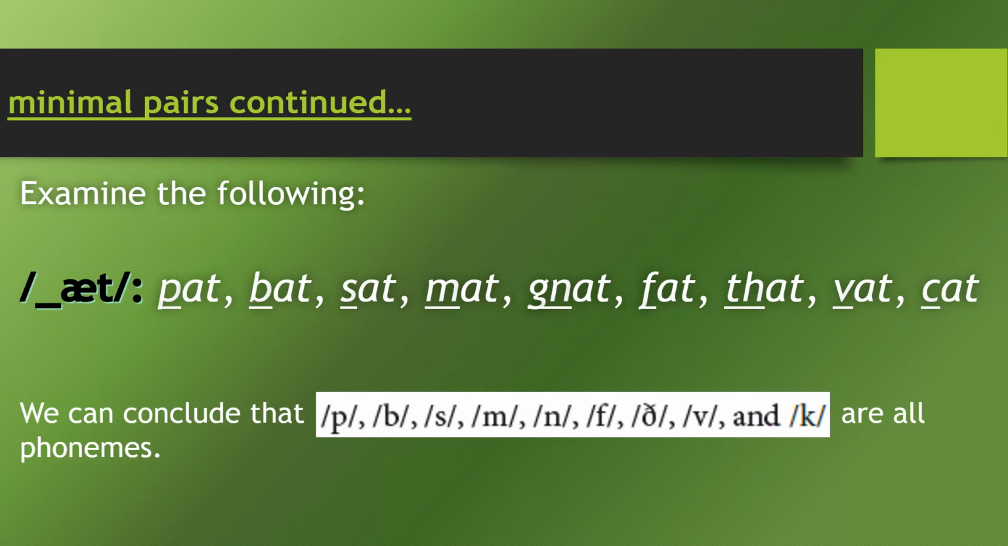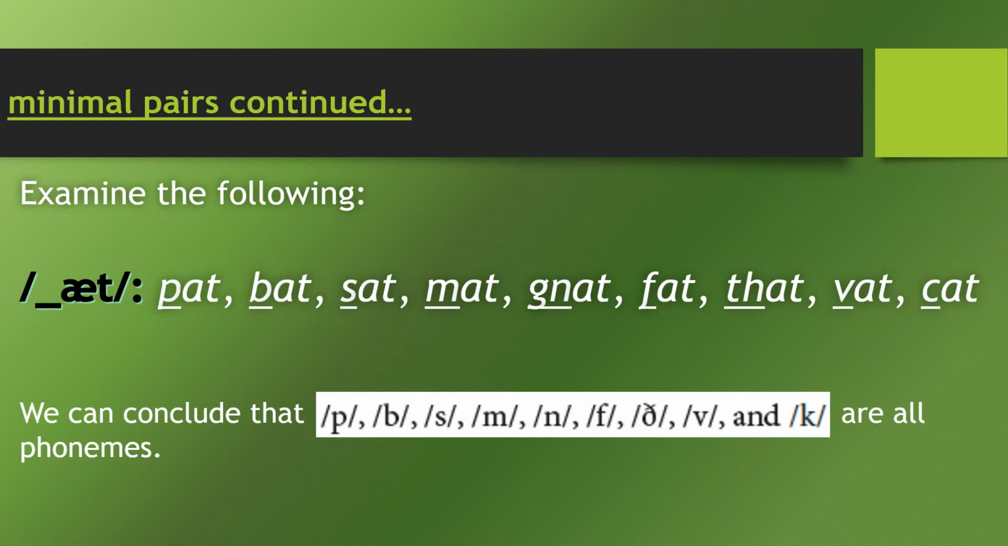We could set up a phonetic environment or a sequence of sounds, such as an environment containing the sound sequence blank-at, and substitute different consonants in this slot. We can see if we get different words. If we do, then each of these consonants is a phoneme. The first one is pat. Second one, bat. Sat, mat, nat, fat, that, vat, cat.